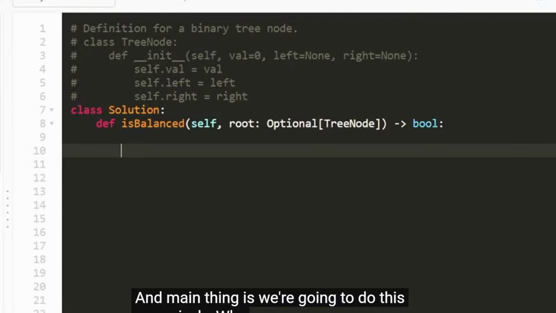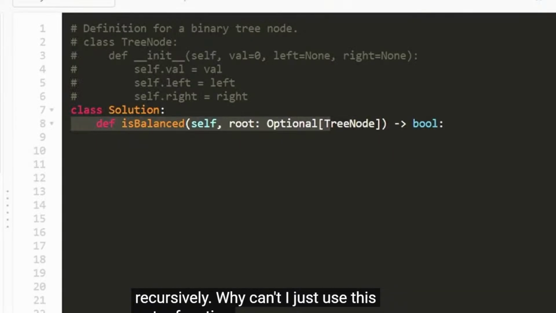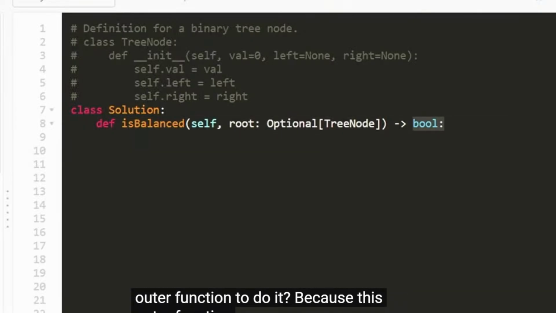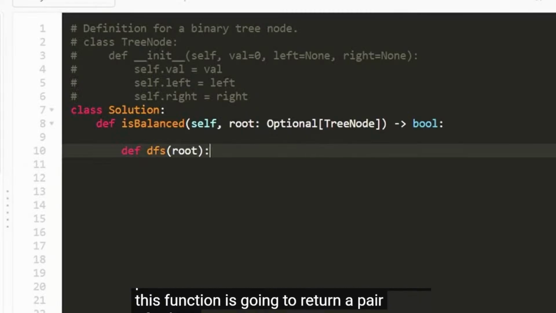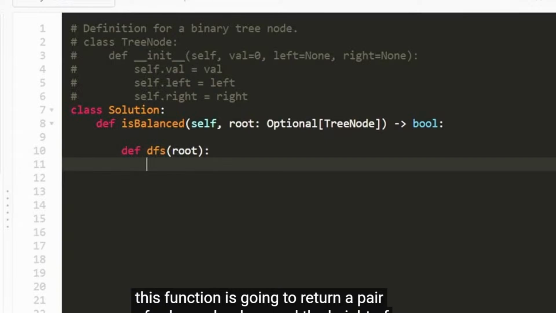Okay, so now let's get into the code, and the main thing is we're going to do this recursively. Why can't I just use this outer function to do it? Because this outer function just returns a single value, the Boolean, but we actually want to implement this by returning 2 values. So I'm going to write a nested recursive function here, and we're going to pass in a single parameter, which is the root. And remember, this function is going to return a pair of values, a Boolean and the height of the tree.